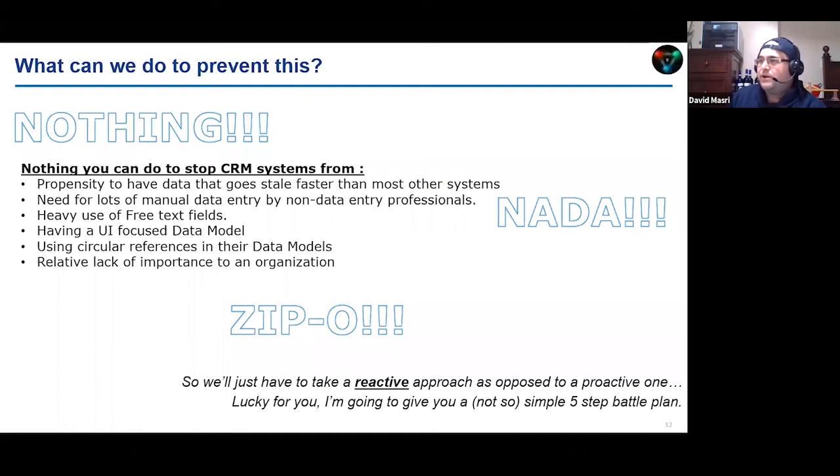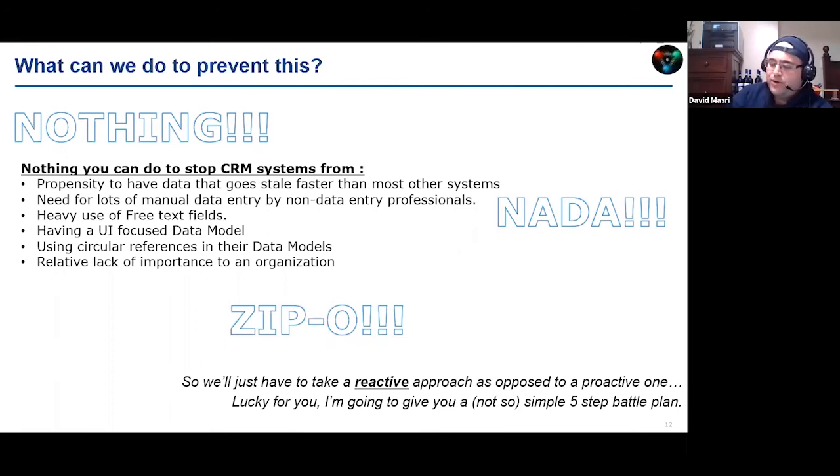Circular references in the data model, relatively lack of importance to an organization. And essentially, there's literally nothing you can do about these things. These things are going to remain true for the foreseeable future, potentially forever.